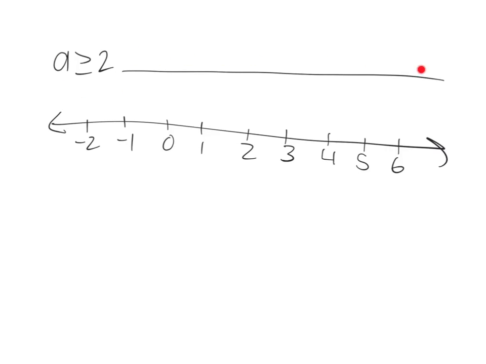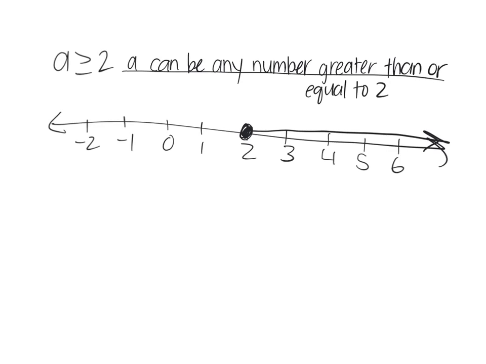So write down what it means, how you would graph it. Pause the video to work on this. When you think you have an answer, play it again and compare your work to mine. So this is what you should have. A can be any number greater than or equal to 2. My number is 2, so I draw the dot at 2. I color it in because it can be equal to 2. Then it's any number that's bigger than 2. So I draw my line in this direction.